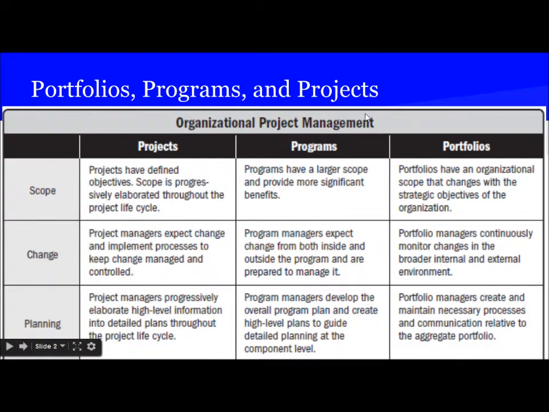In organizational project management, there are three things: projects, programs and portfolios. Projects have a defined objective. Scope is progressively elaborated throughout the project lifecycle. As far as the scope is concerned, this is the definition of a project. For the same thing, scope, a program can be defined as having a larger scope and providing more significant benefits. Portfolios have an organizational scope that changes with the strategic objective of the organization.